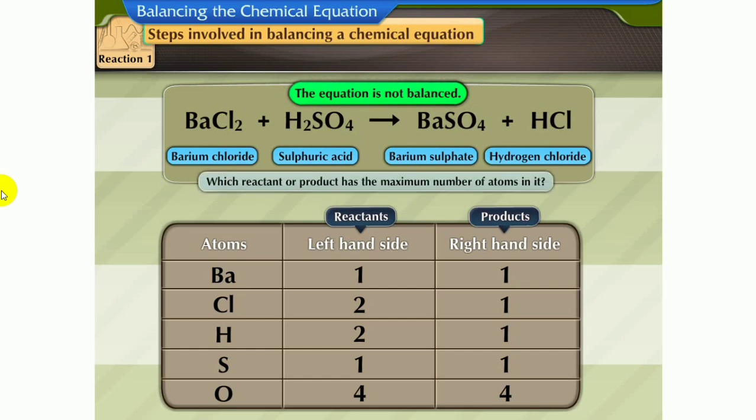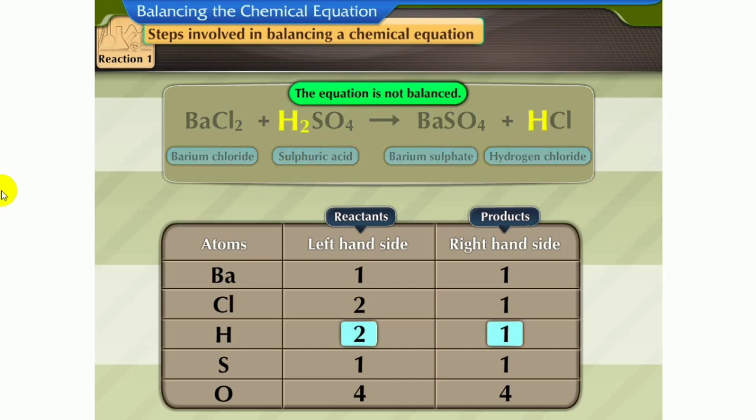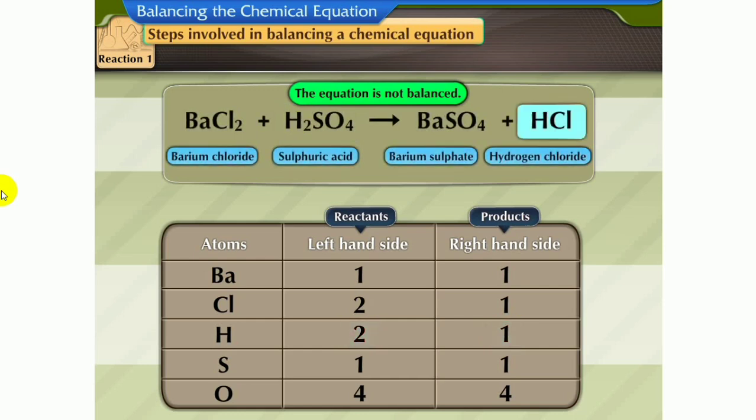Which reactant or product has the maximum number of atoms in it? Sulfuric acid, H2SO4, has the maximum number of atoms. Let us first balance the hydrogen atoms. We know that the number of hydrogen atoms is not equal on the left-hand side and the right-hand side. Put coefficient 2 for the HCl molecule to balance the hydrogen atoms.